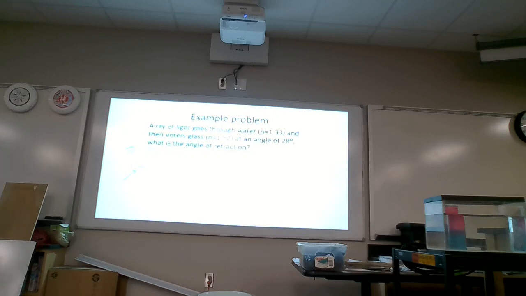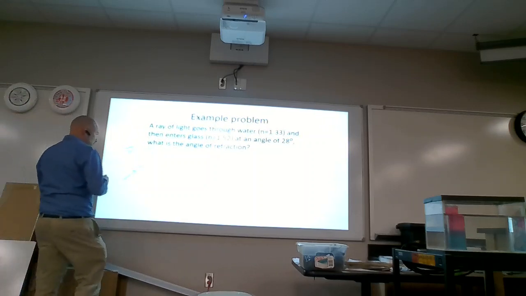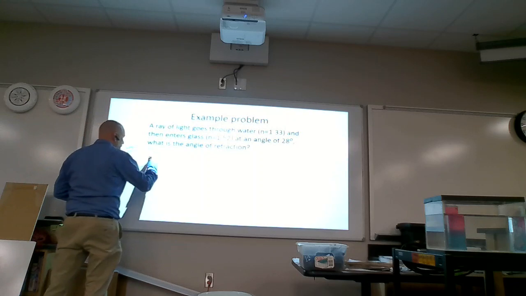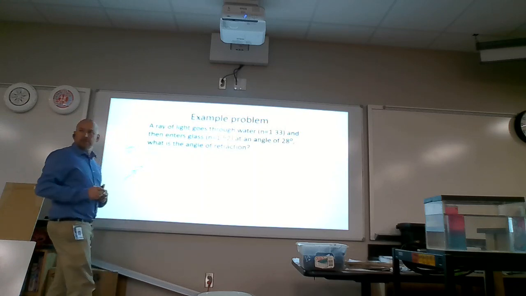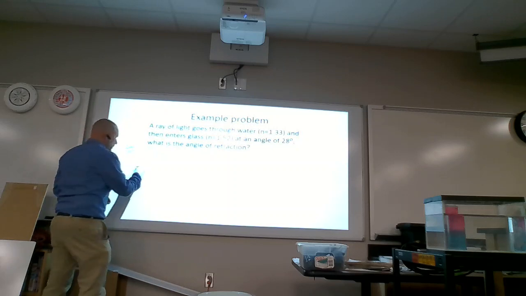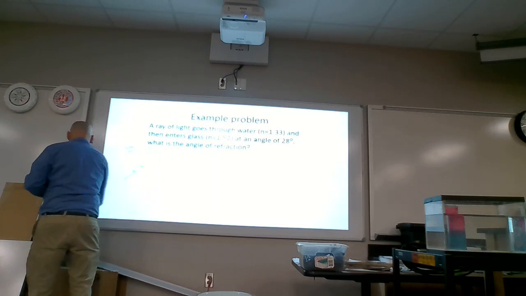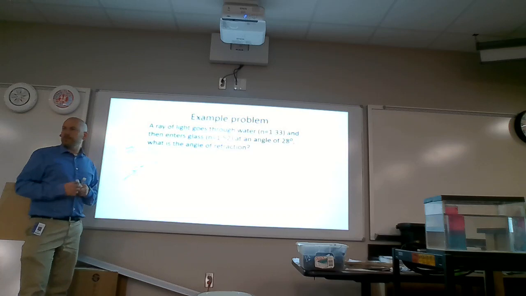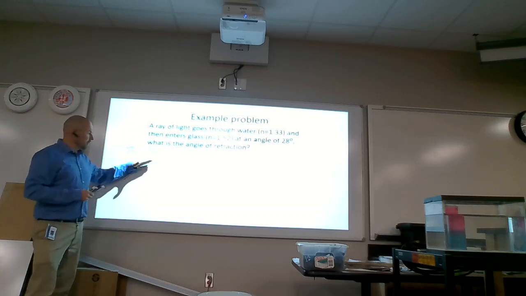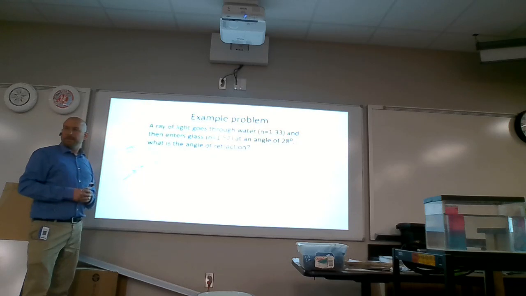As it goes from water into glass, it goes from a low index of refraction to a high index of refraction. It goes from fast to slow. It's going to bend towards the normal. So this would be no refraction. Does that make sense? It's going to bend towards it. Does that make sense? Here's the normal line. It's going to bend towards it. Okay.